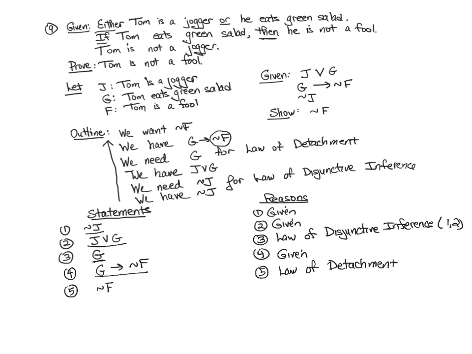Steps 3 and 4. Okay, so remember, the law of disjunctive inference needs two statements written in the given, a disjunction and one of its disjuncts negated. The law of detachment needs two statements, a conditional and its antecedent, to conclude the consequent. And that takes care of our proof.